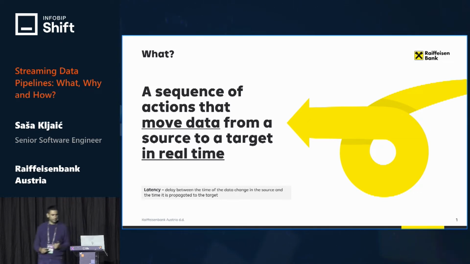During this talk, you will often hear the term latency. It is basically the delay between the time when this data change occurred in the source system and the time when this data change was propagated to the target. When we talk about latency in streaming data pipelines, we usually express it in seconds or milliseconds, but it will never be zero. You will always have latency.